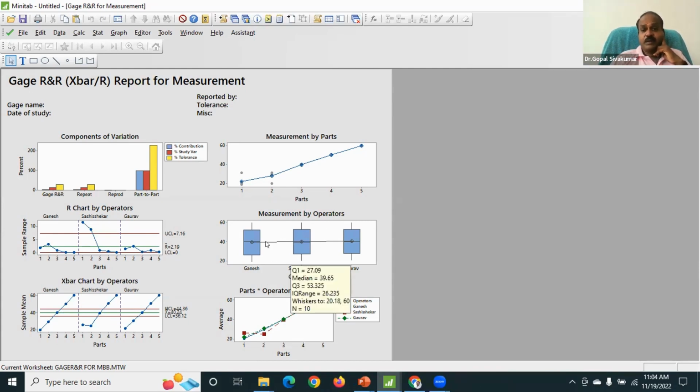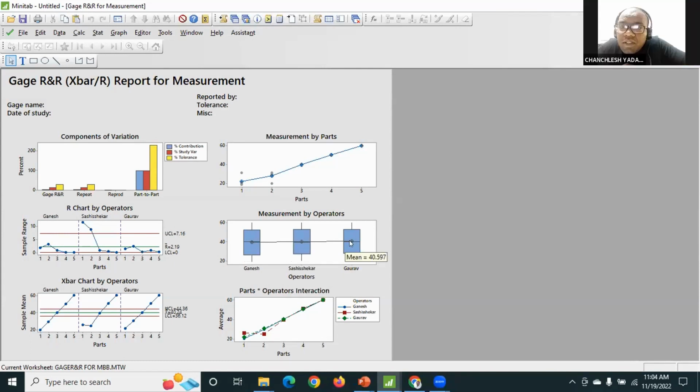In the box plot, this is the center, this is the average, first average. This is the second average, this is the third average. If all the three averages align in a horizontal line, it is perfectly reproducible. That is why, in this case, reproducibility is 0. So only a slight angle is there. Suppose the first person, Ganesh, has his center above, what does it mean? The system will have poor reproducibility.